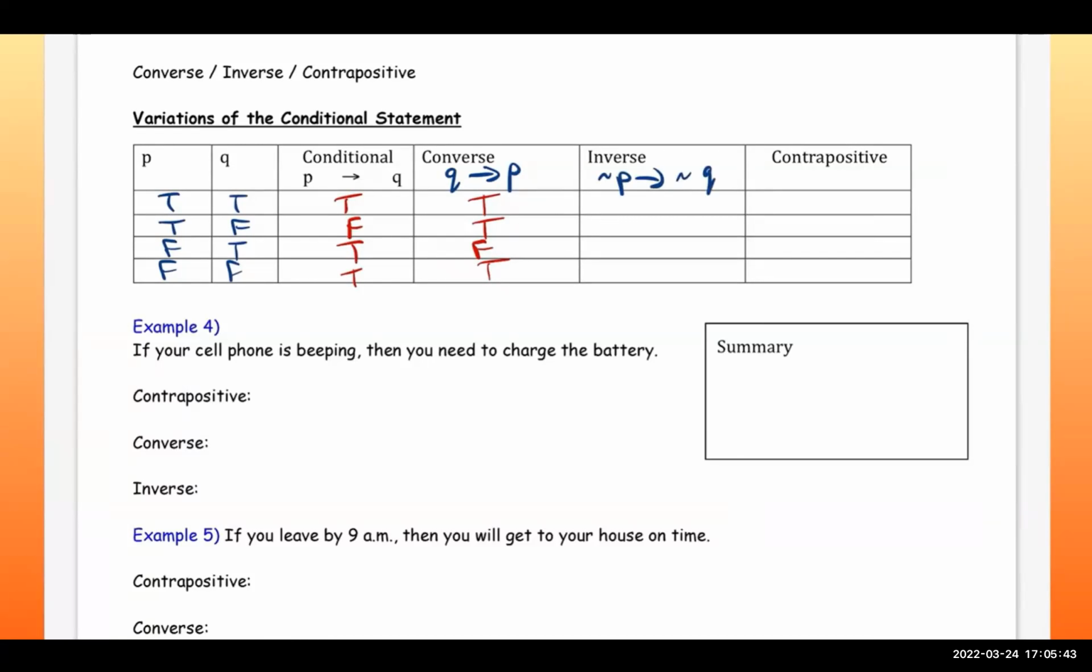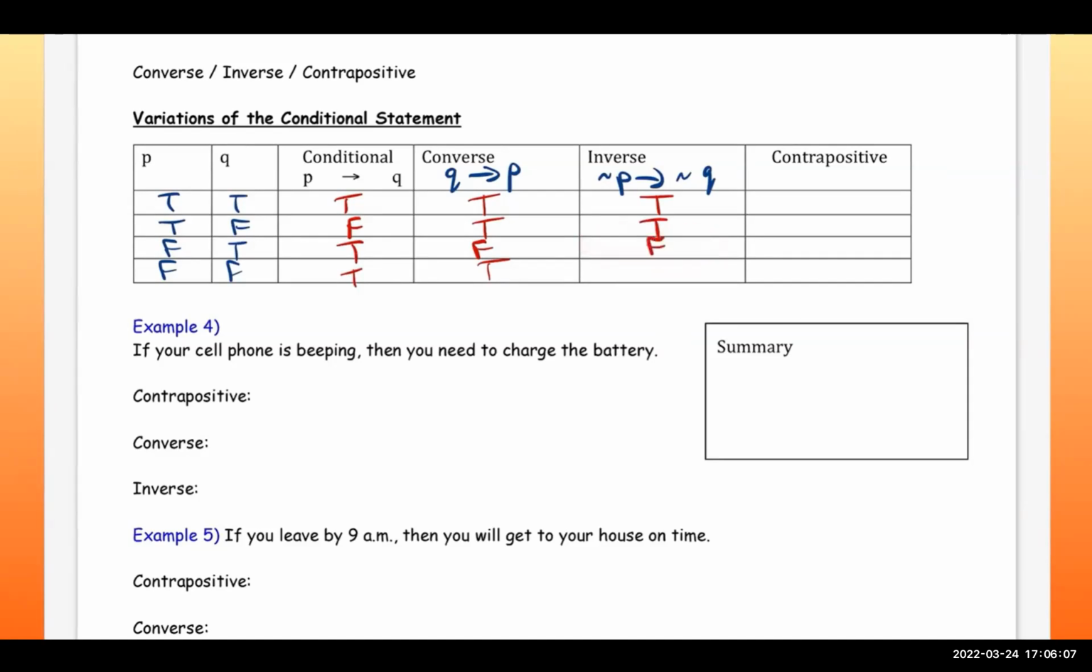The next one would be if false, then true. That's also true because it starts with the false. The next one would be if true, then false. That's our false statement there. And finally, if true, then true is also true.